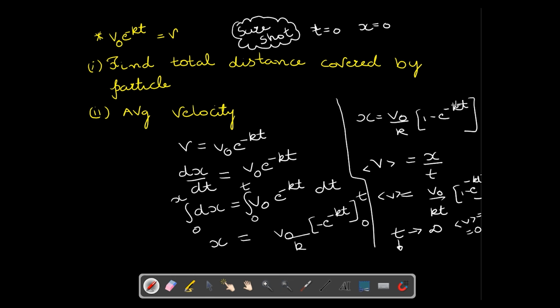1 minus e power minus kt tends to 0. e power minus kt tends to 0 at t tends to infinity, because e power minus infinity is 0. And then x becomes constant, v naught by k. So the important prediction you need to understand is that even at infinite time, the particle is traveling infinitely but it's covering a constant distance.